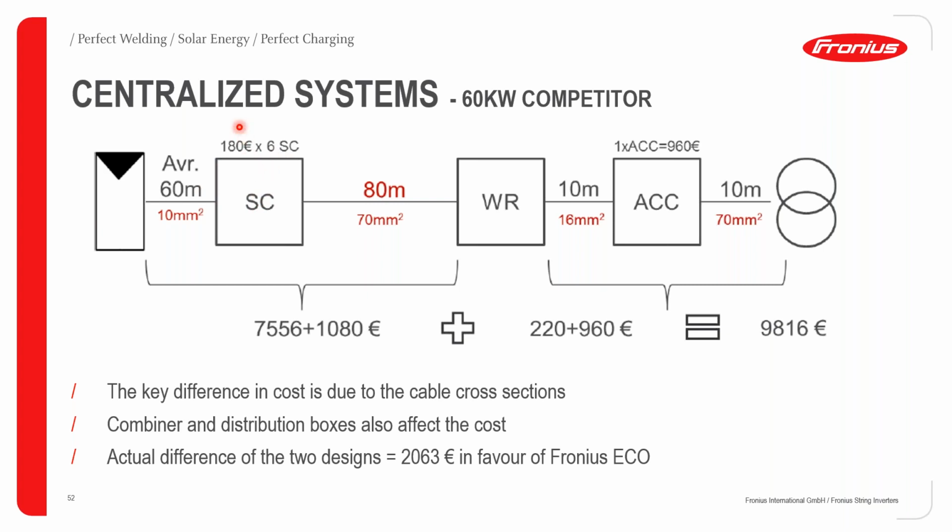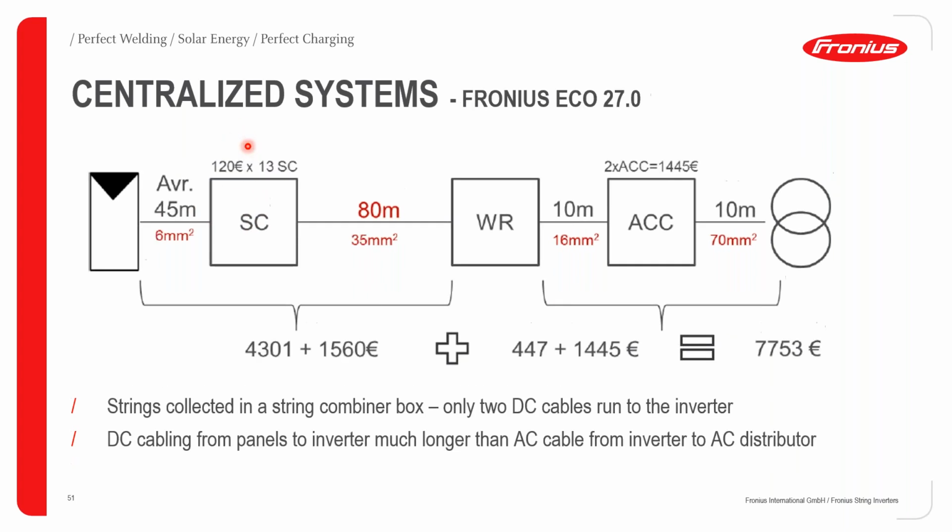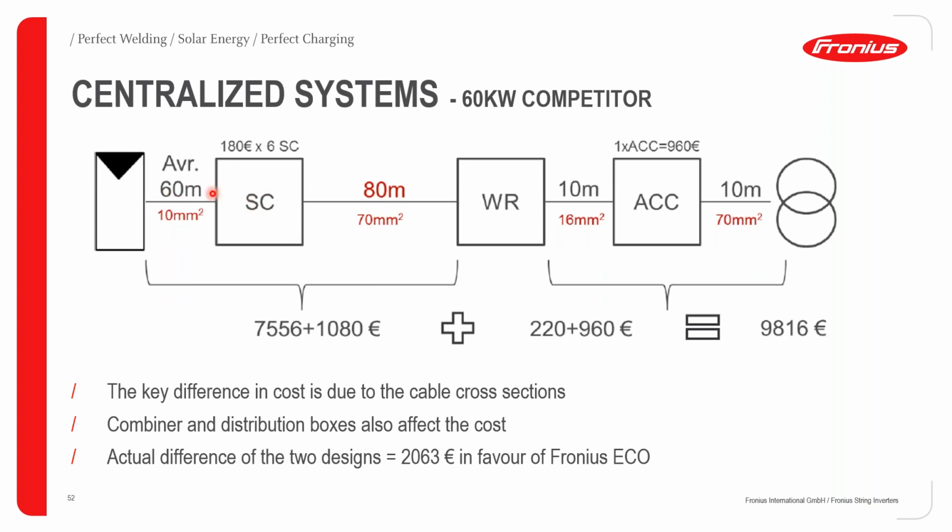string combiner boxes. Therefore, we can see there is also a change in the costing because the current handling capacity of the combiner boxes is slightly different. So the current required for the Fronius section is slightly less than on the 60 kilowatt competitor, and therefore these combiner boxes are slightly more expensive. And then same distance for the DC from the combiner box to the inverter.